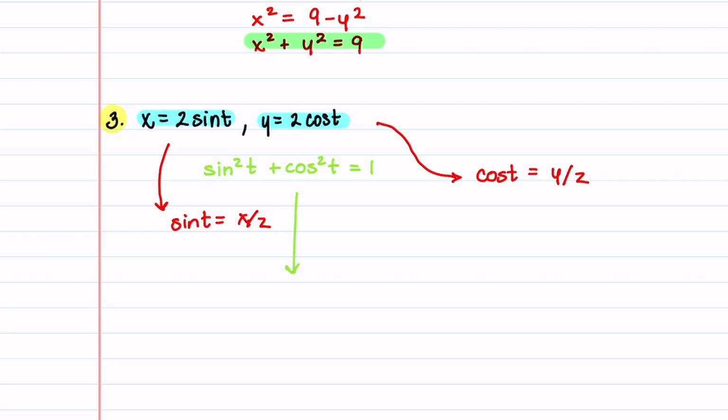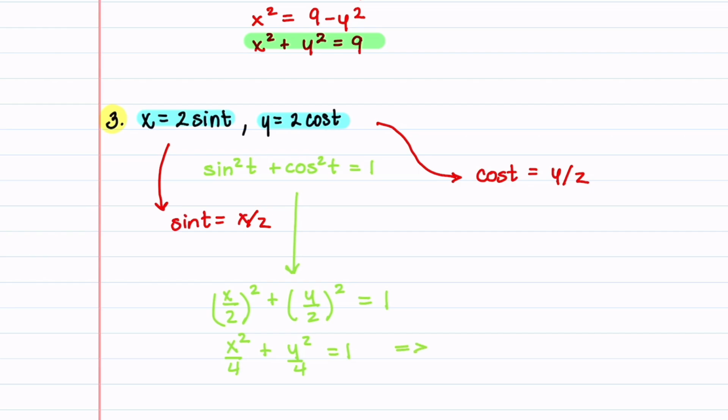Our identity equation then becomes sine squared, which is x divided by 2 squared, plus cosine squared, which is y divided by 2 squared, is equal to 1. This gives us x squared over 4 plus y squared over 4 is equal to 1.